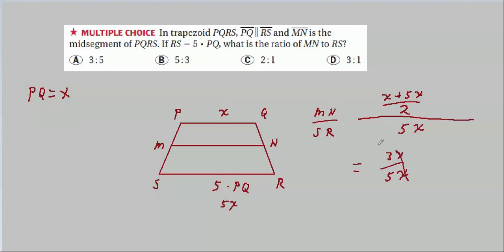Let's see what we got here. 3 to 1, 2 to 1, 5 to 3. Well, that's pretty close. Oh, here we go. 3 to 5 right there. That's all you had to do.